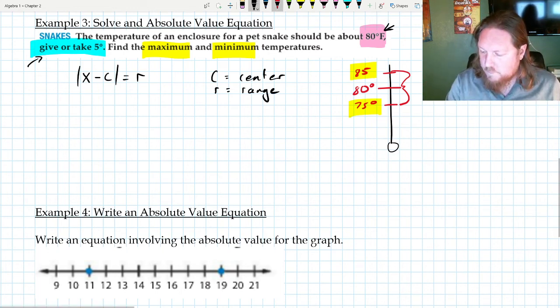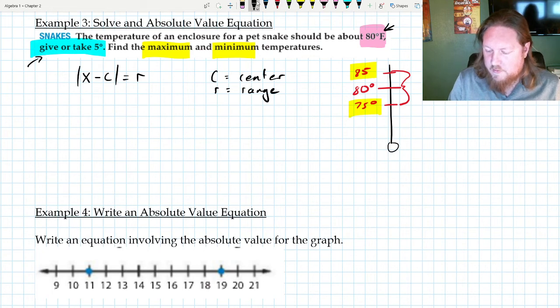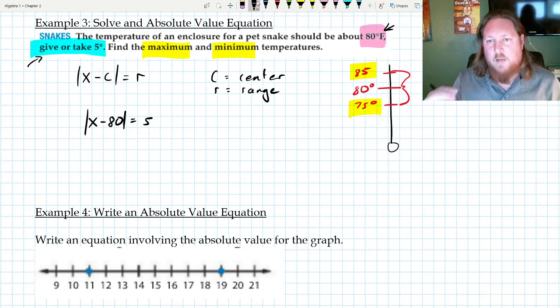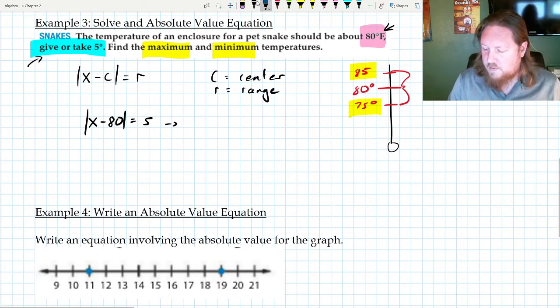So, all we do is we plug it in. Absolute value of x minus 80 equals the range of 5. The absolute value equals a positive, we're good to go. So we're going to split it into our positive part, x minus 80 equals 5. And our negative part, x minus 80 equals negative 5.